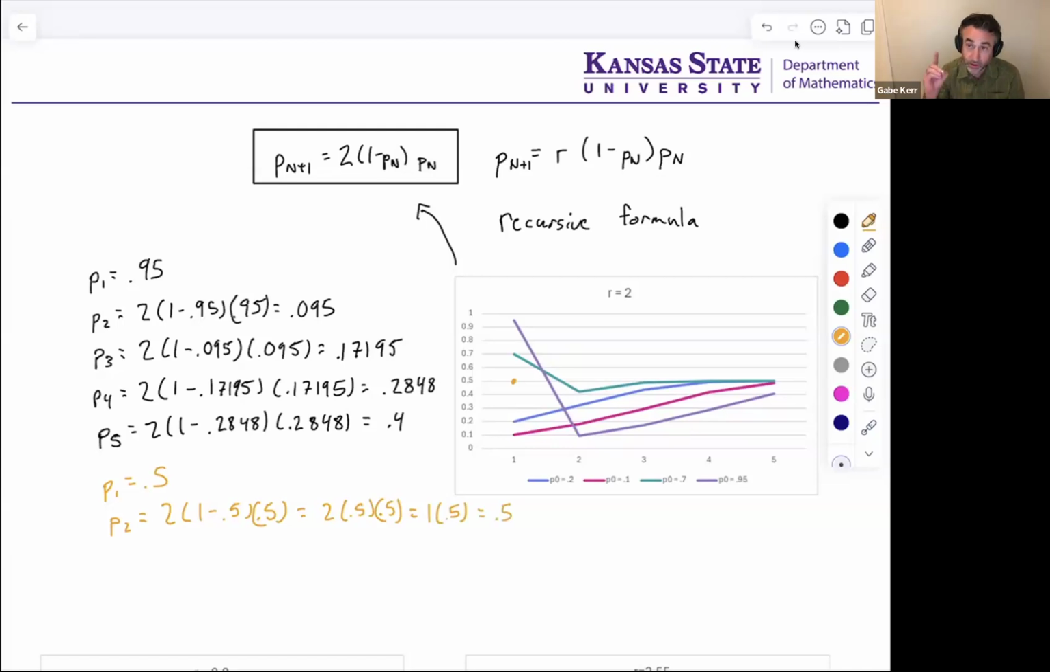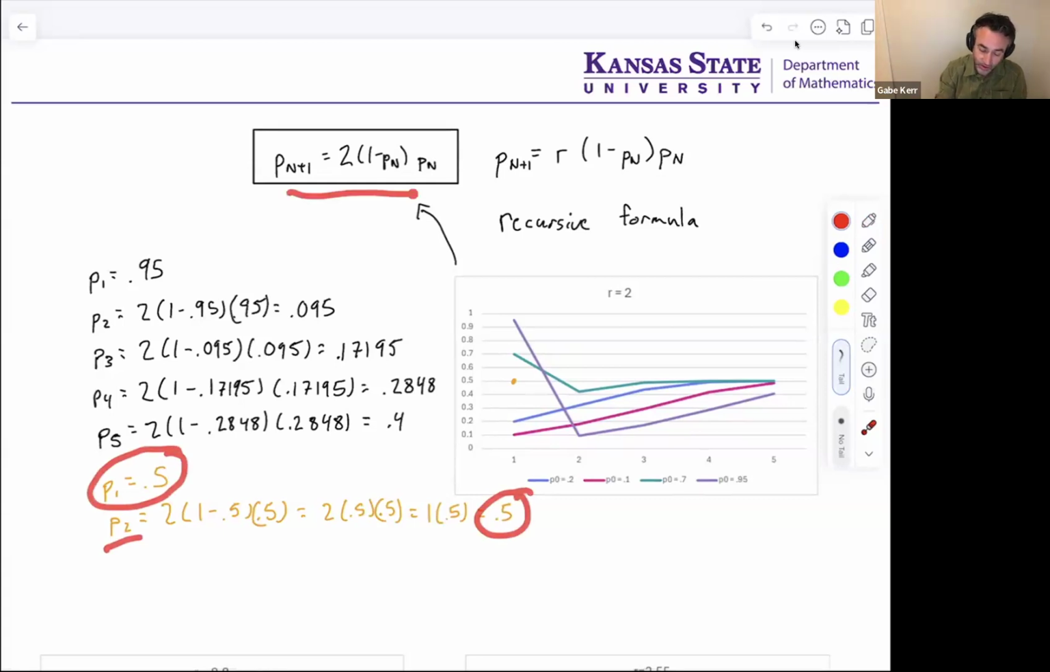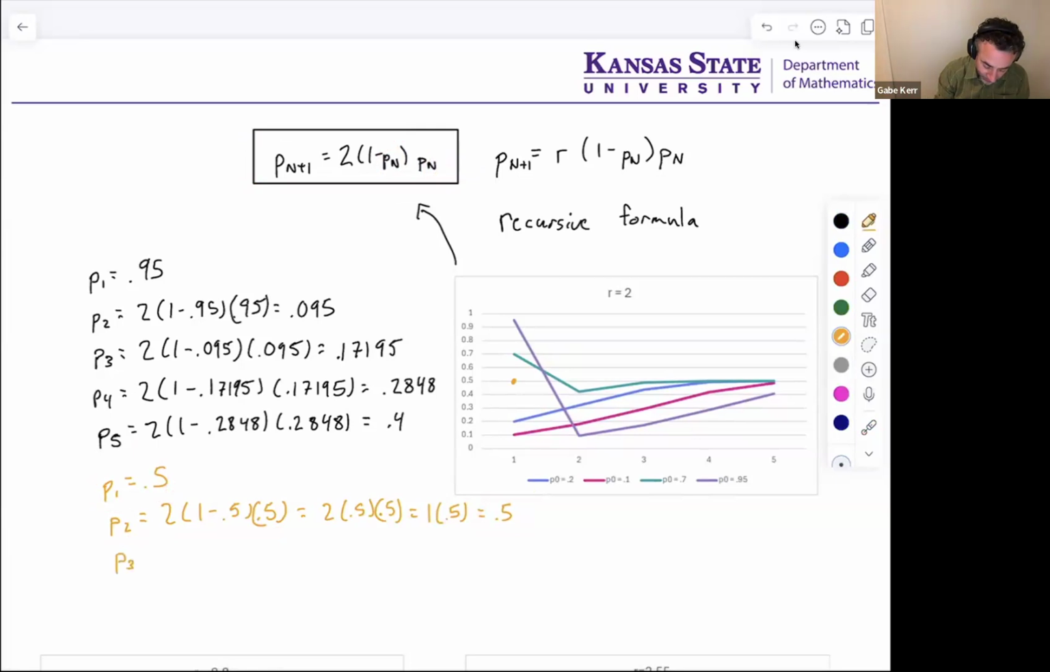So wait a minute. Now we can take a look. We started with P1 equaling 0.5. We get to P2, it's also 0.5. Well, we use the same recursion relation here to get from P2 to P3. In other words, we put 0.5 in here, but we just did that, and we'll get that P3 is also 0.5. P4 is also 0.5. In other words, we are at what's called a stable equilibrium.